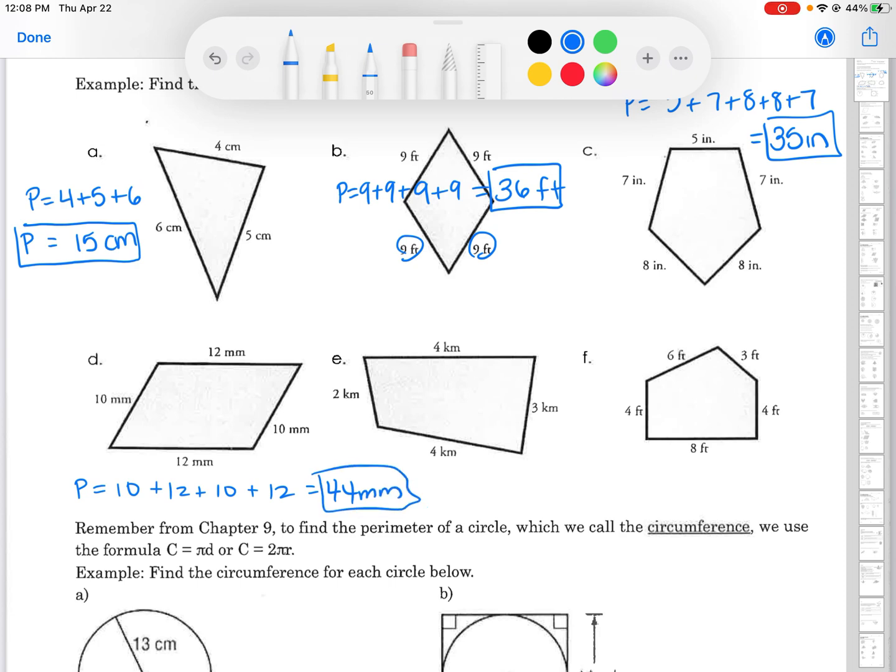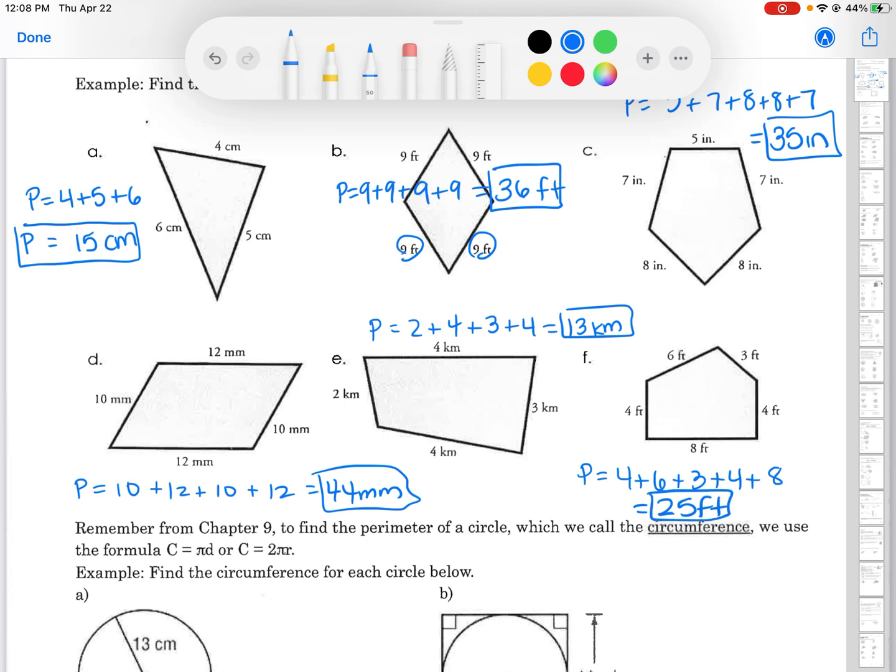All right. For the next, my perimeter is going to equal 2 plus 4 plus 3 plus 4, and that's 13 kilometers. And lastly, our perimeter, we have 4 plus 6 plus 3 plus 4 plus 8, and that is going to give us 25. So 25 feet.